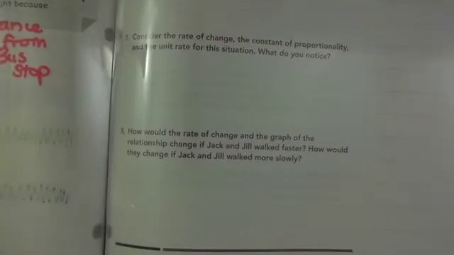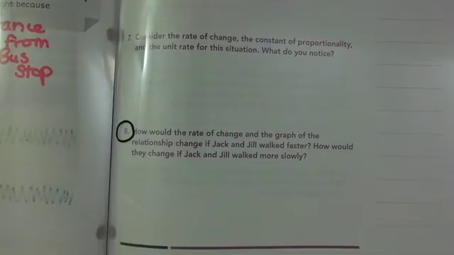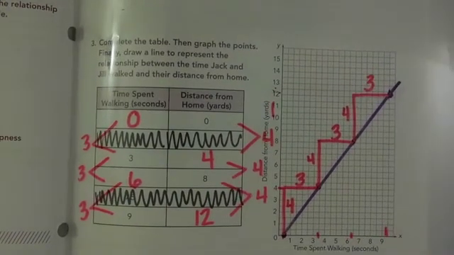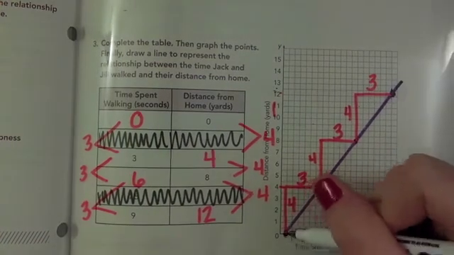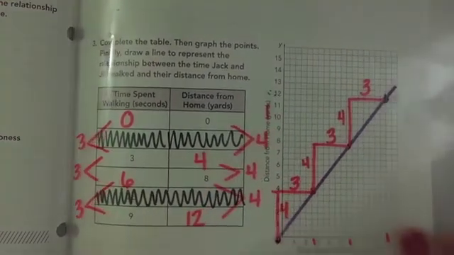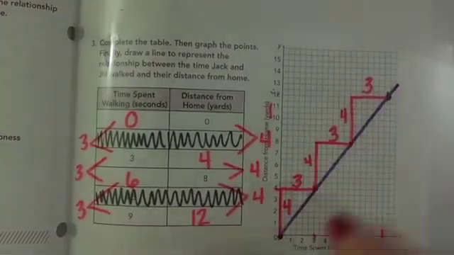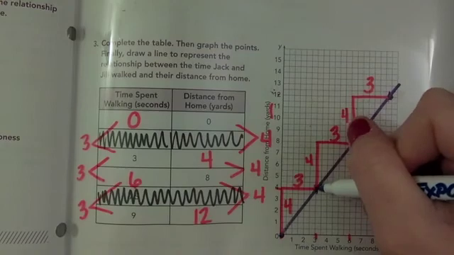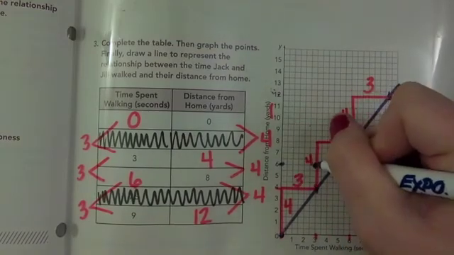Okay, the last thing we're going to talk about is the rate of change. We're going to skip all of those ones, but we're just going to do number 8. How would the rate of change in the graph of the relationship change if Jack and Jill walked faster? How would it change if they walked slower? So if we look at this graph, let's say they're going 6 feet instead of 4 feet. Oops, I moved my paper, and now it looks like it's all off. Okay, there we go. So now let's say they walked 6 feet. That means in this same time, they're going to walk to the 6. So it's going to be there.